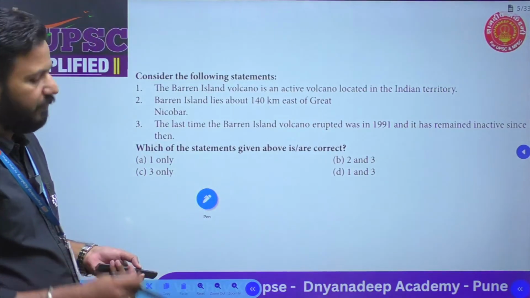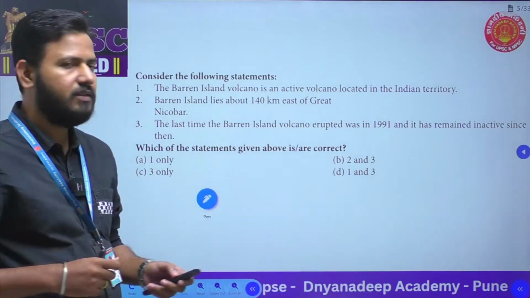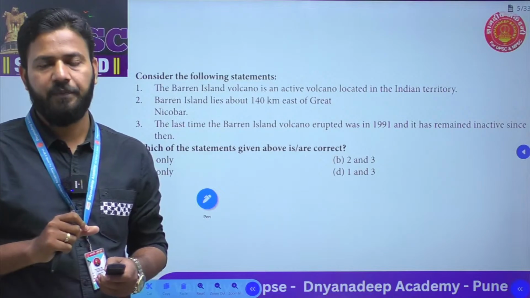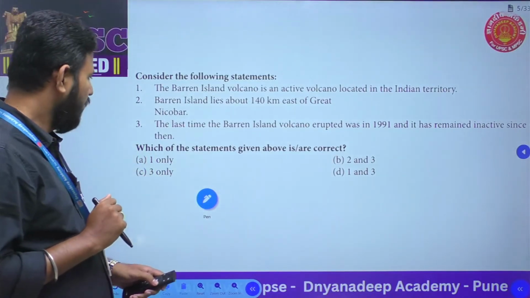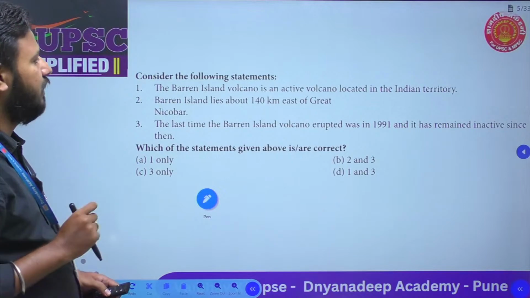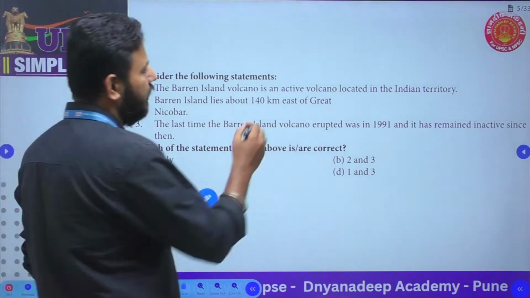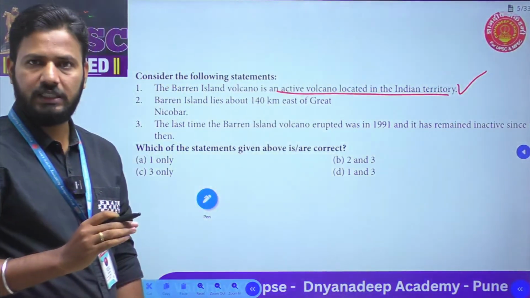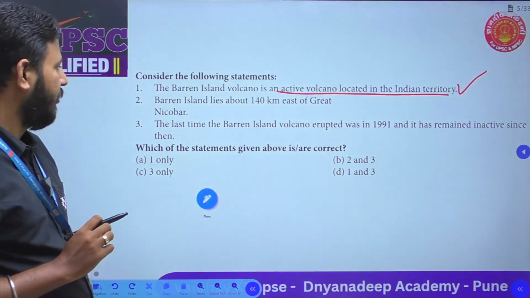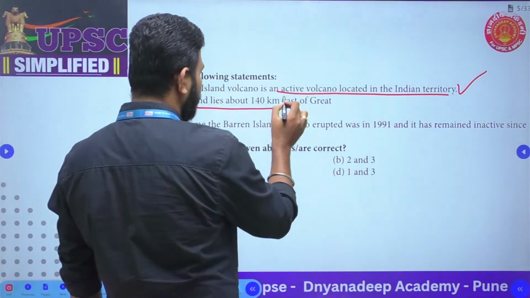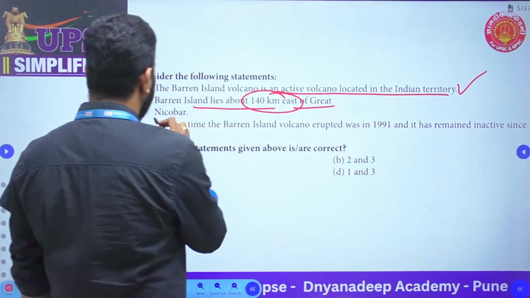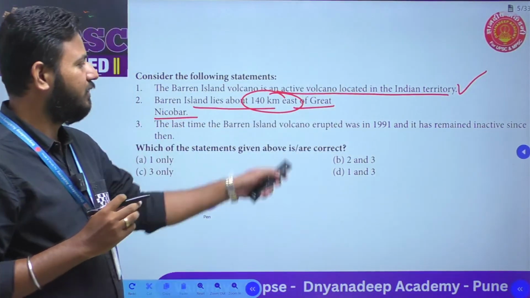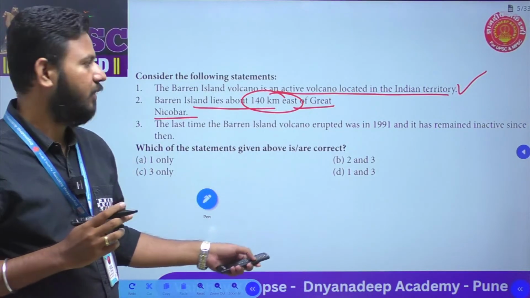Now the next question is about Barren Island. There is a reason why this is a question. The first statement says that the Barren Island volcano is an active volcano located in Indian territory. It is the only active volcano located in Indian territory. So the first statement here is correct. Now, Barren Island lies about 140 kilometers east of Great Nicobar. If you have seen the map of Great Nicobar, this is the southernmost part of Andaman and Nicobar.